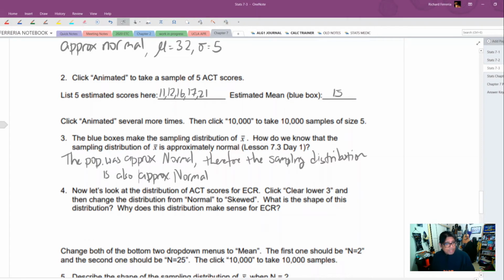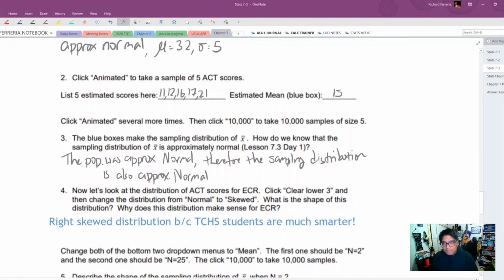What is the shape of this distribution, and why does this make sense for ECR? Okay, I'm just having a little bit of fun here with this, but it's a right skewed distribution, and it makes sense because Taft students are so much smarter than El Camino students.